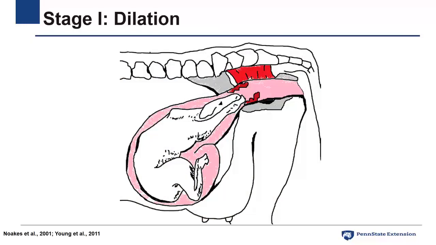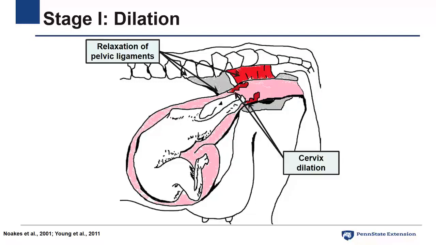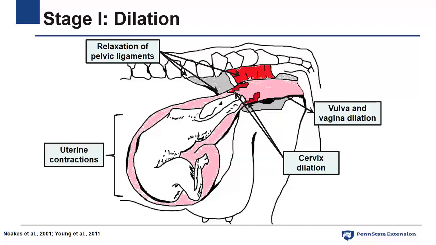During Stage 1, the soft tissues of the birth canal, such as the pelvic ligaments, the cervix, the vagina, and the vulva, dilate and expand to allow for passage of the calf. The calf also adopts the proper position for delivery, and the uterus begins contracting. These processes move the fetus through the birth canal.